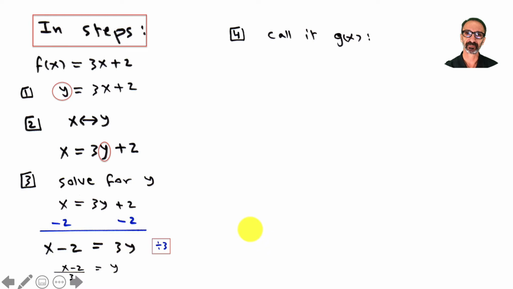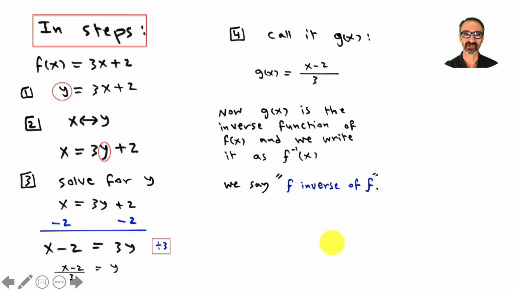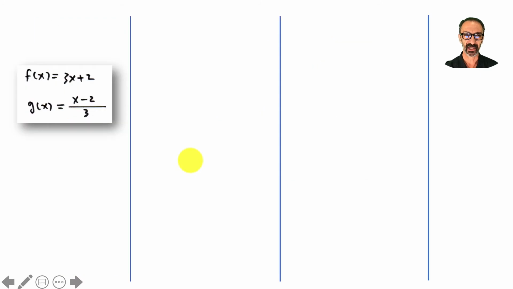Step number 4. Call it g of x or f inverse. g of x equals (x minus 2) over 3. Now g of x is the inverse function of f of x, and we write it as f to the power negative 1. We read it as f inverse of f. Okay, let's go deep into this problem with the inverse concept. So f of x equals 3x plus 2, and g of x equals (x minus 2) over 3.